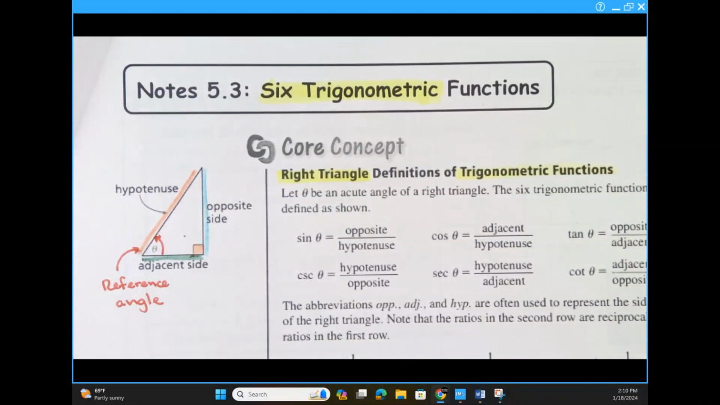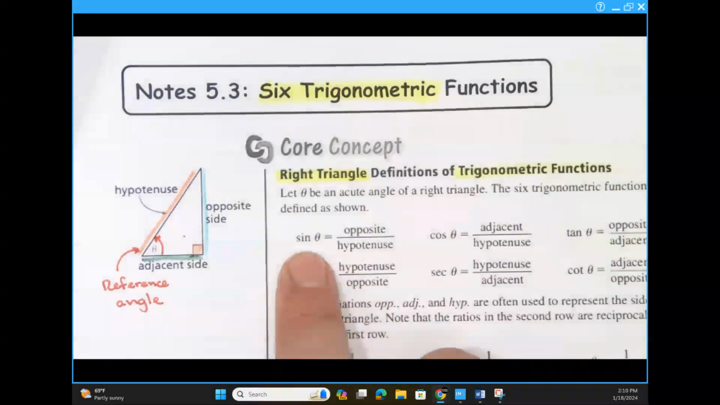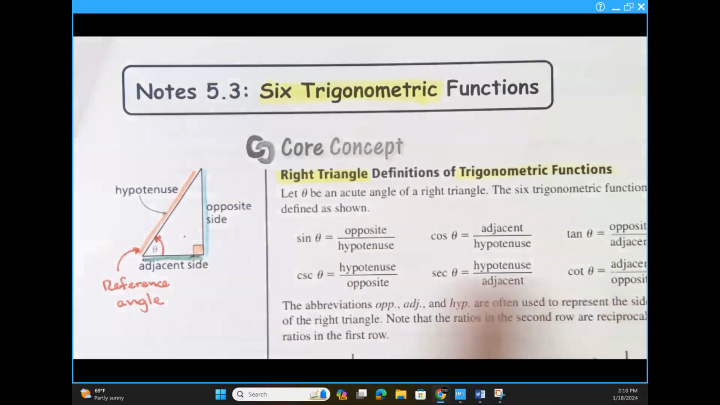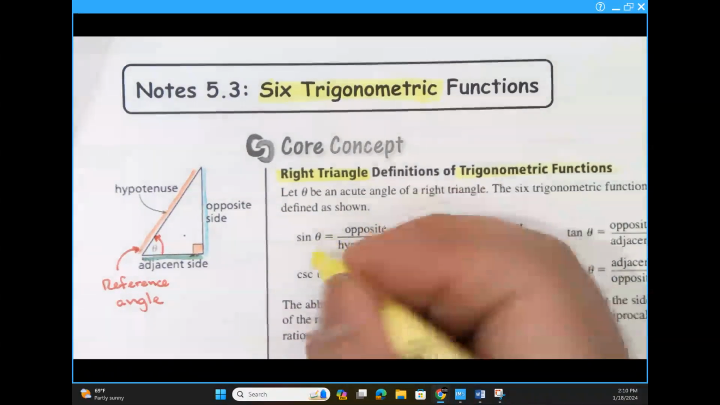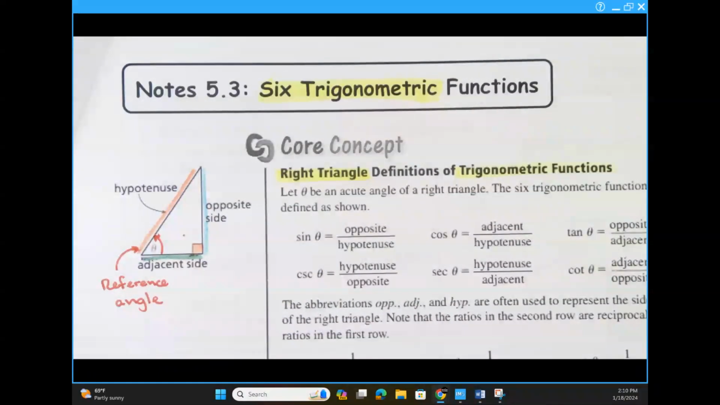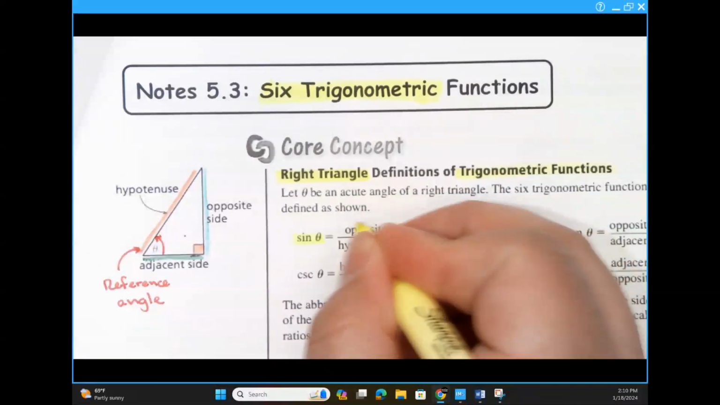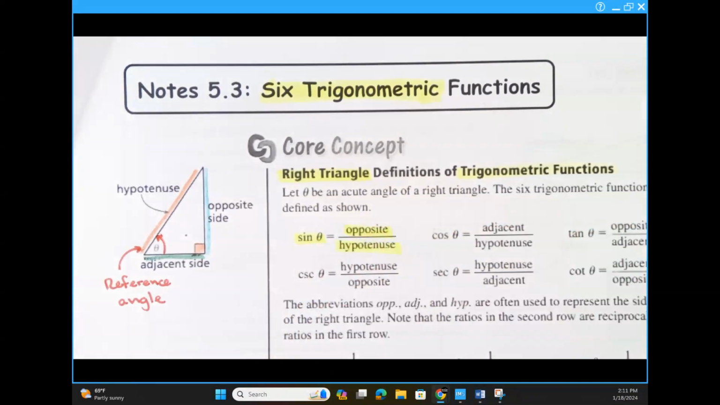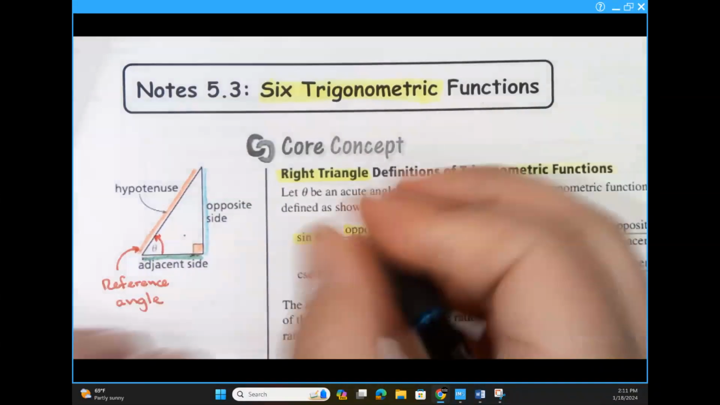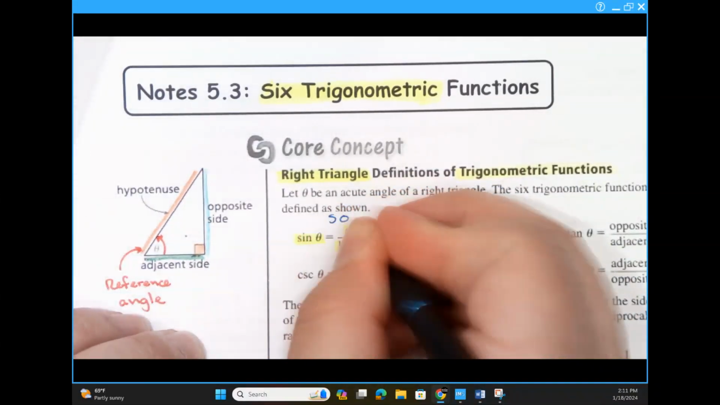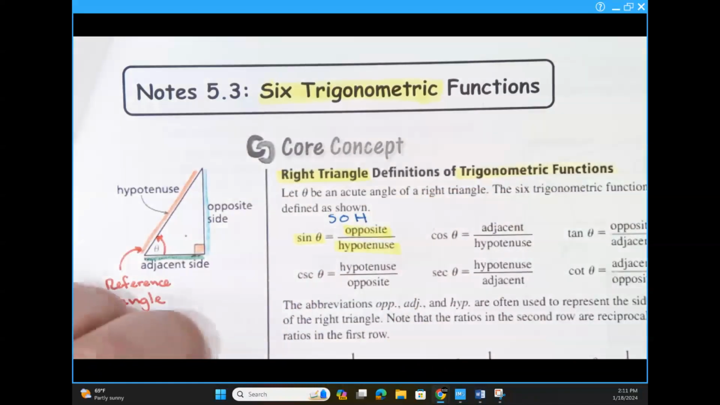So how does this connect? Now, when you look at it, you're going to say, oh man, now we have to know six of these. Well, not really. Look carefully. When we were working with SOHCAHTOA back in the day, we said sine is opposite over hypotenuse. So there's the SOH from our friend SOHCAHTOA.